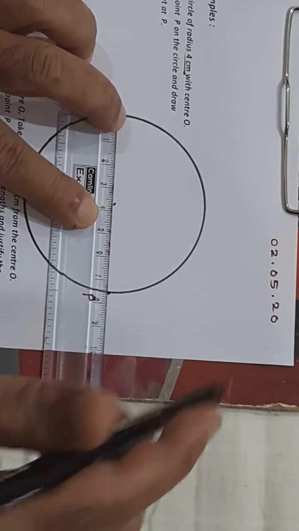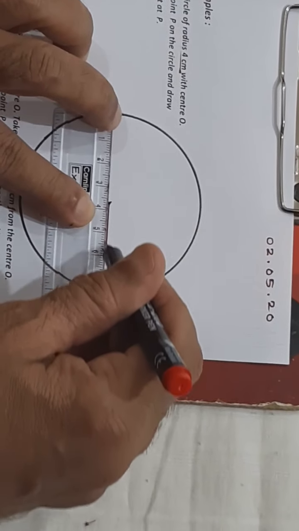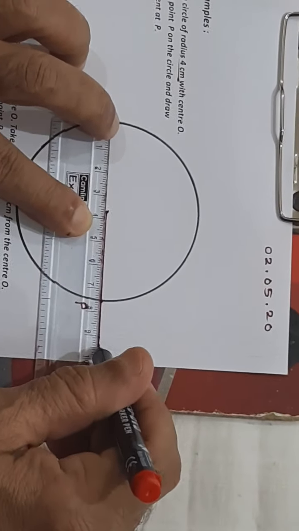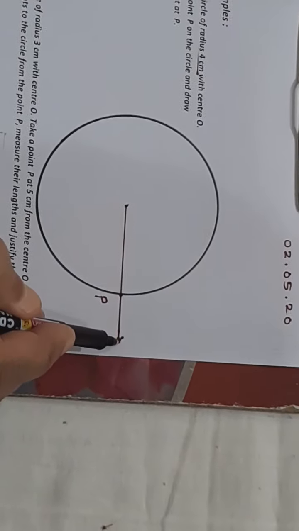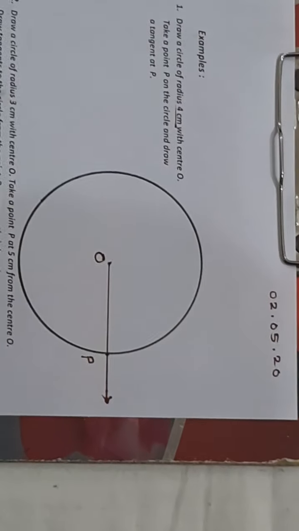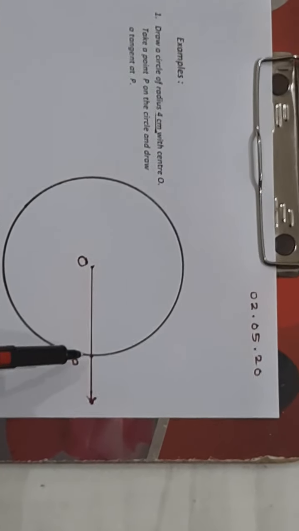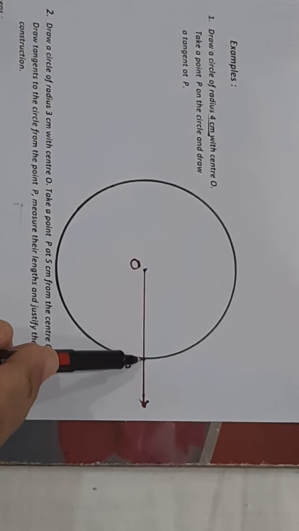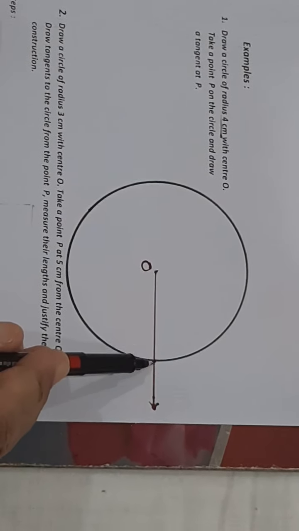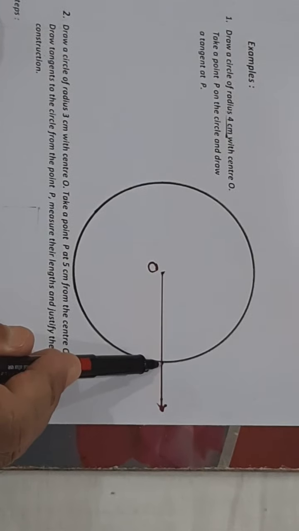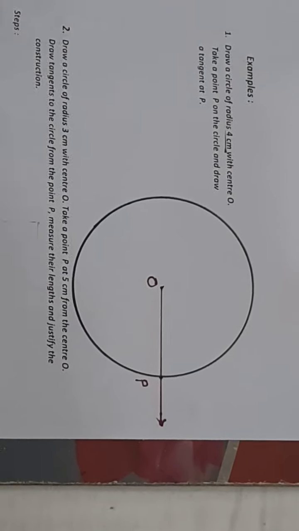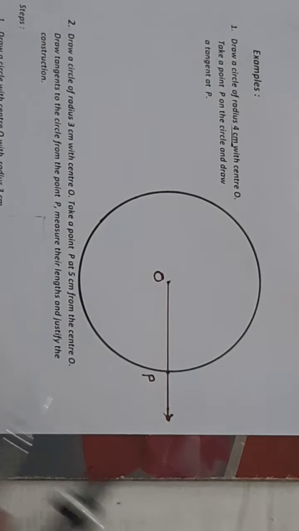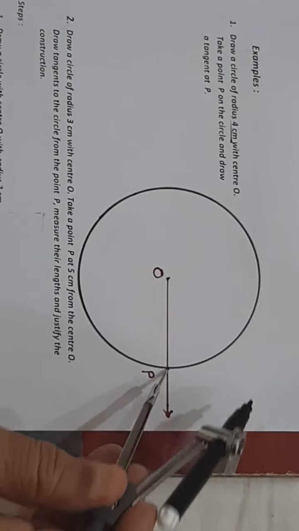Draw one ray from the center. O is the center. Well, now we have seen the property that a tangent is perpendicular to the radius at its outer point. So we have to draw a perpendicular here, that will be a tangent. So now how to draw a perpendicular? We have seen in our basic construction.